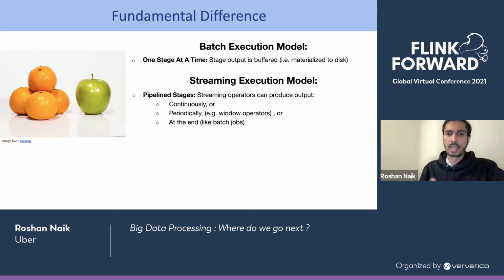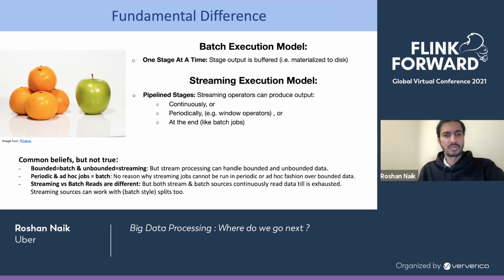So to summarize, batch execution is one stage at a time and the outputs are buffered. With streaming execution, the stages are pipelined. The observation being made here is also that in streaming, the operators have flexibility with respect to when they produce the outputs. They could be producing outputs continuously or periodically, or something similar to batch jobs. They could just produce the data at the very end in case of a bounded input.